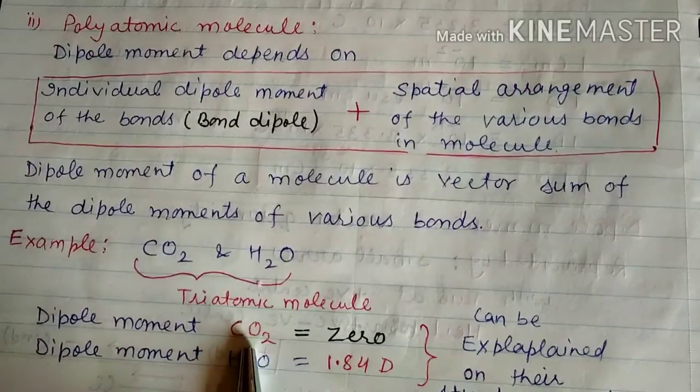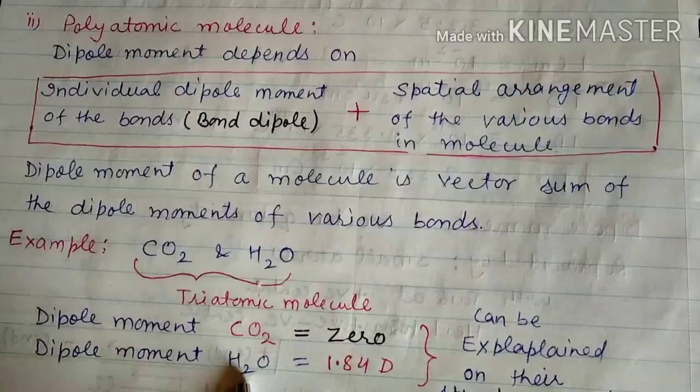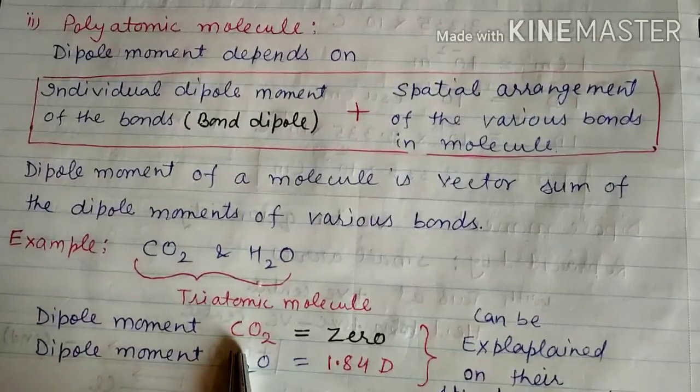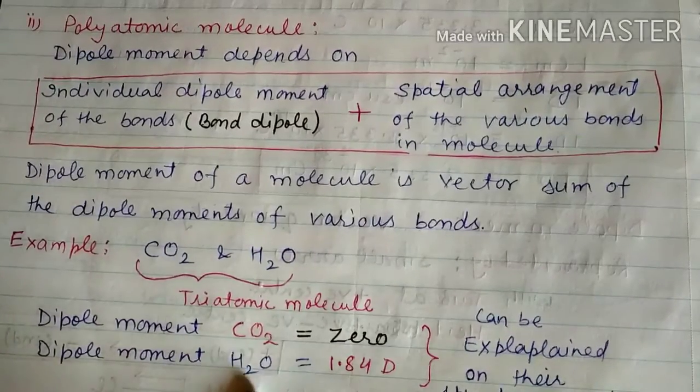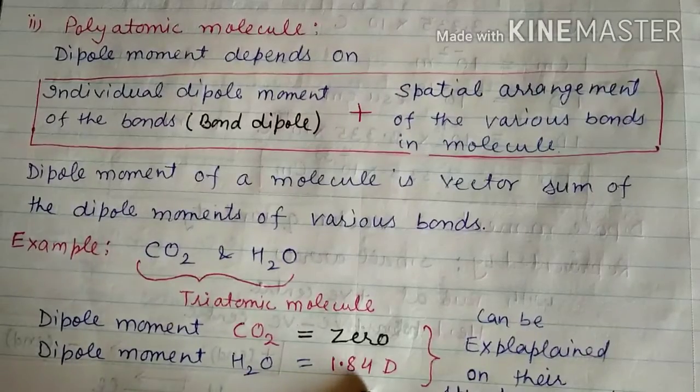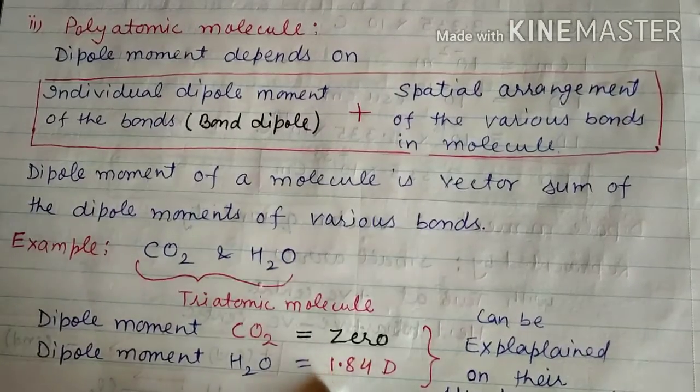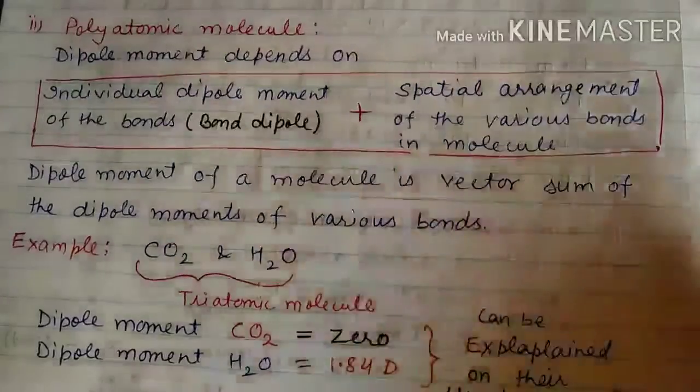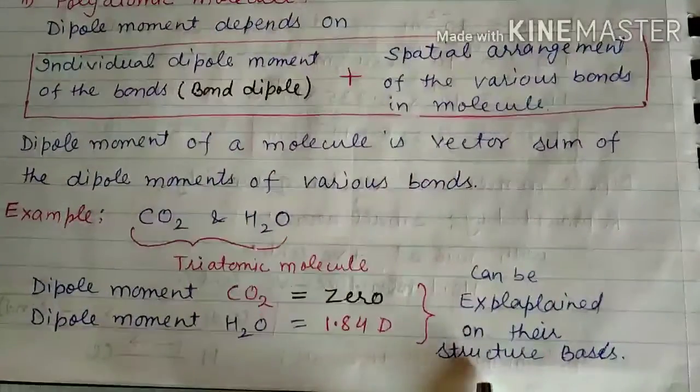Why is the dipole moment of CO2 0, and why is the dipole moment of water 1.8 D? This can be explained on the basis of their structure.